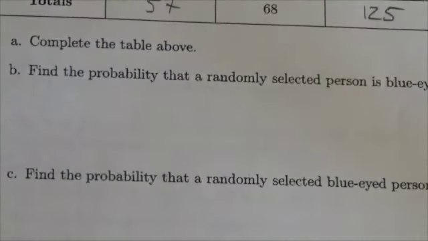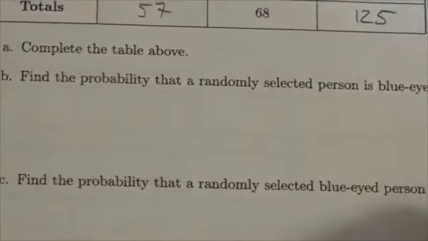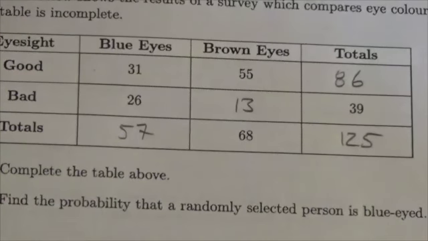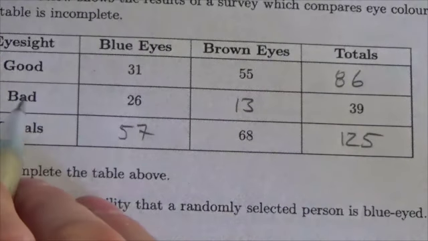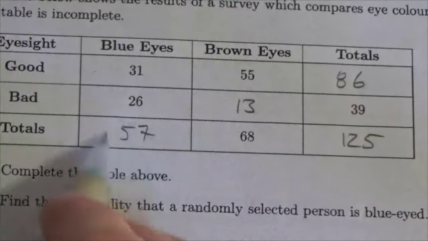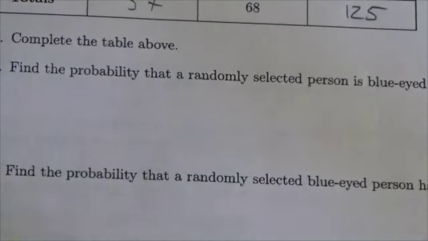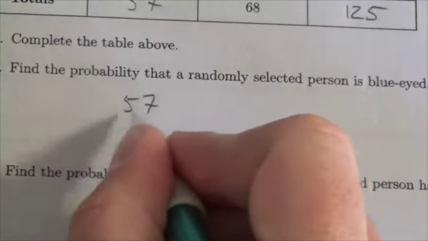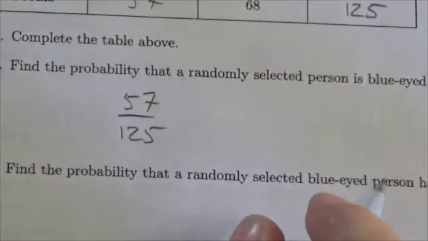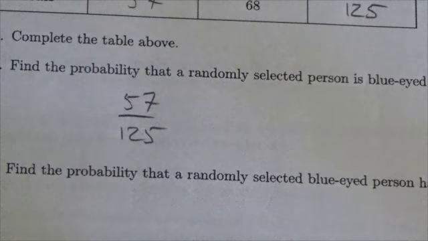Now, find the probability that a randomly selected person is blue-eyed. Notice there's no reference to whether they have good eyesight or bad eyesight. We don't really care. So for blue eyes, the total number of people is 57 out of 125. That's really all we need to say here. I'm just going to double check if I can convert that to a nicer fraction, and I can't. That's as good as it's going to get.